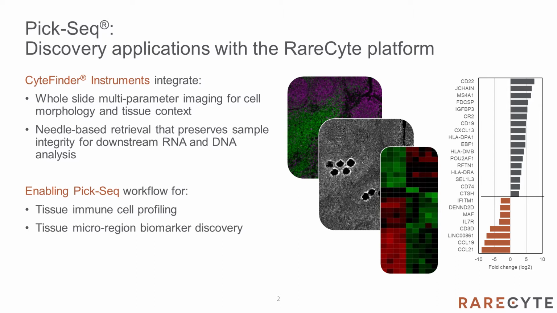This workflow, termed Pick-Seq, enables deep sample characterization at multiple levels, from large-scale tissue organization to individual cellular interactions and phenotypes, to DNA and RNA profiling of small regions of interest. Because sample integrity is preserved and RNA and DNA can be profiled in an unbiased manner, Pick-Seq enables many applications, including tumor microenvironment characterization and biomarker discovery.